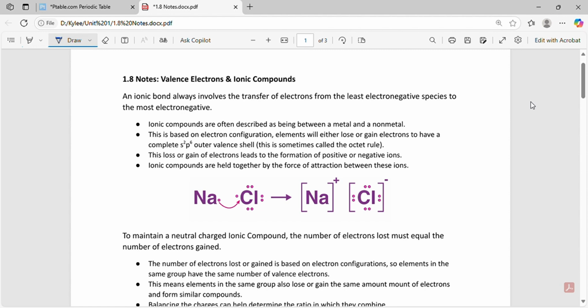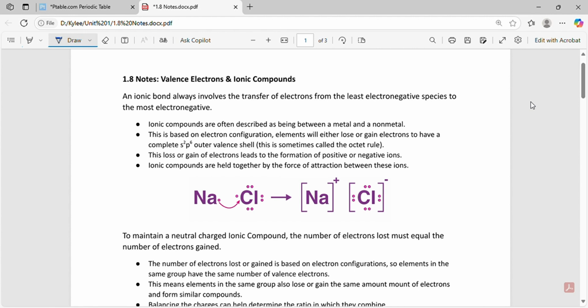Chem, it always involves a transfer of electrons, and that transfer of electrons always goes from the least electronegative to the most electronegative. And that should make sense if you remember that electronegativity is the desire of atoms or a group of atoms to pull electrons towards it. So it makes sense that it's always going from the least electronegative to the most electronegative.